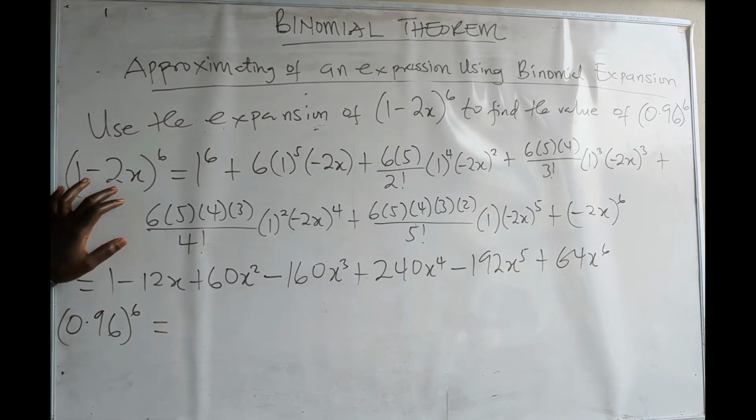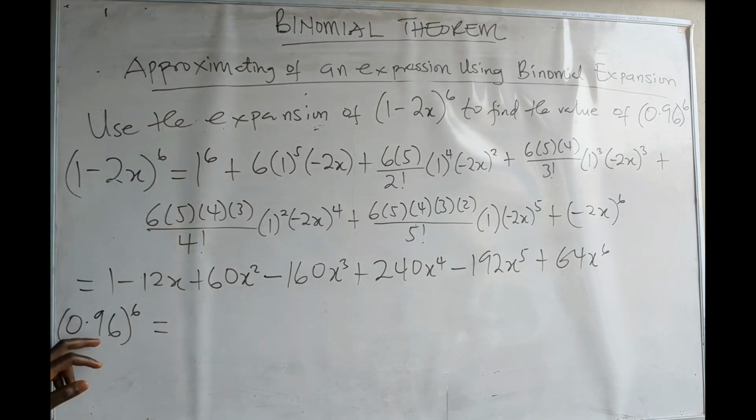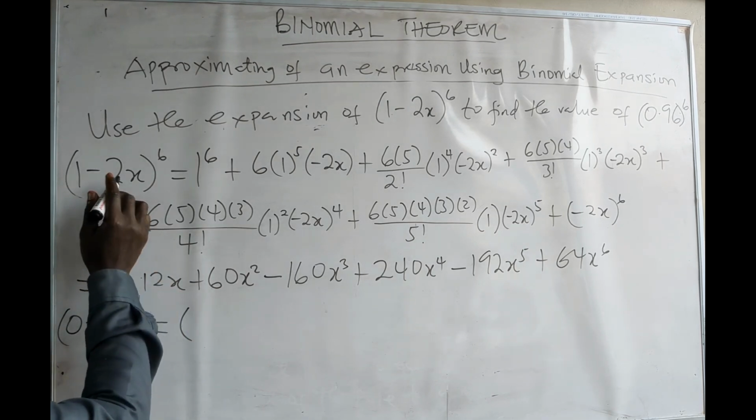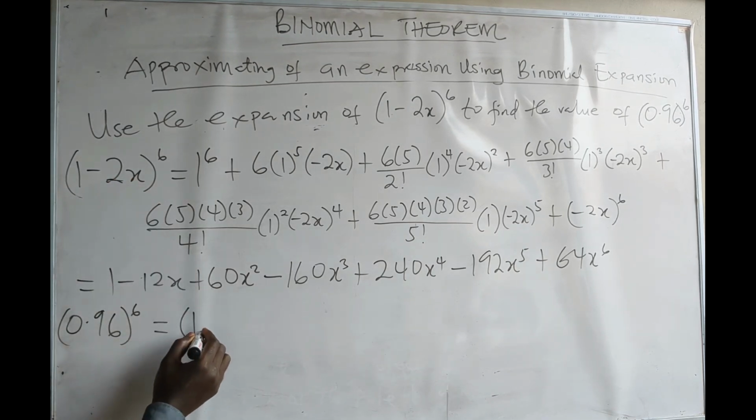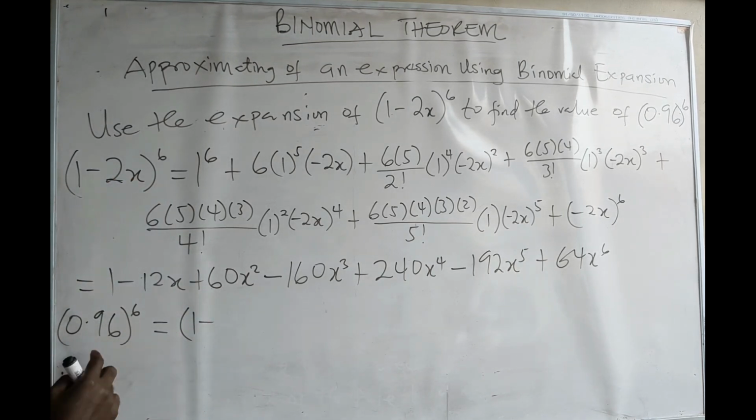Okay, so we are going to compare to this. This is 1 minus 2x exponent 6, so that we rewrite it as this and substitute the value of x. So 1 minus what value will give me 0.96, so that we can compare to this? So here's 1 minus 0.96. That will give you 0.04.